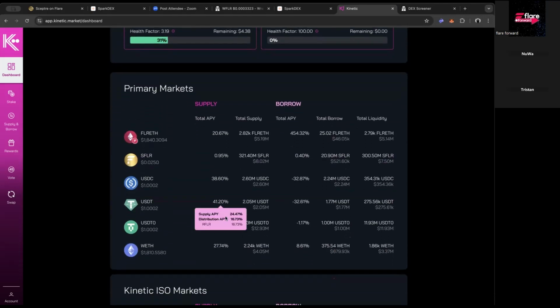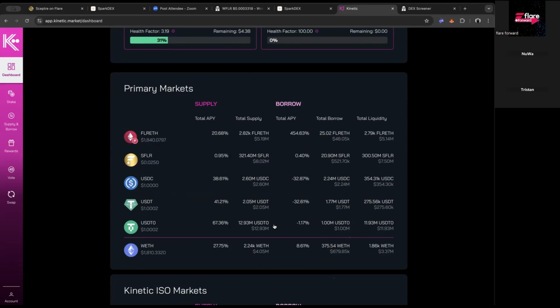So scroll down. There you go. So look at the stats. Total supply for USDC is 2.6 million. USDT is 2.5 million. And for USDT 0, which launched yesterday or 2 days ago, it's 13 million. It's insane, the amount of liquidity in those pools.